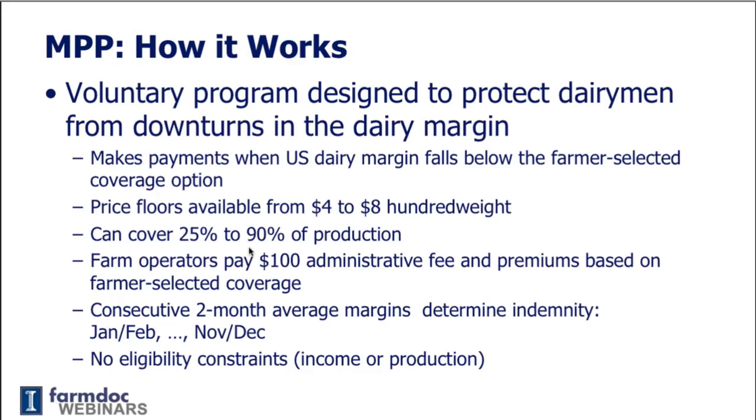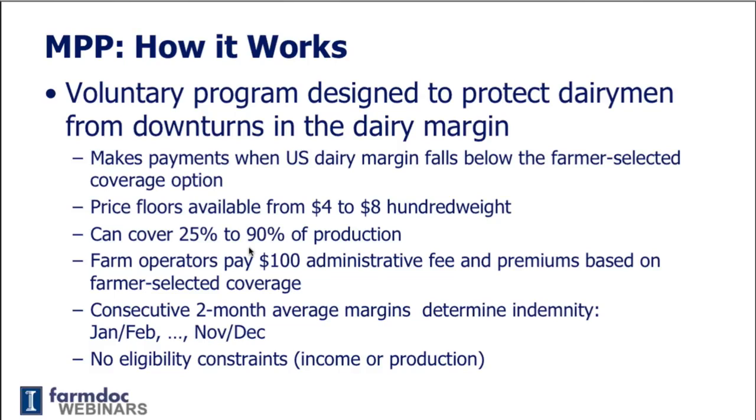So MPP is the new safety net. MPP is a voluntary program designed to protect dairymen from downturns in the dairy margin. It makes payment when this national margin index falls below farmer-selected coverage options. Price floors are available from $4 to $8 per hundredweight, and farmers can cover 25 to 90% of their historical maximum level of milk production.